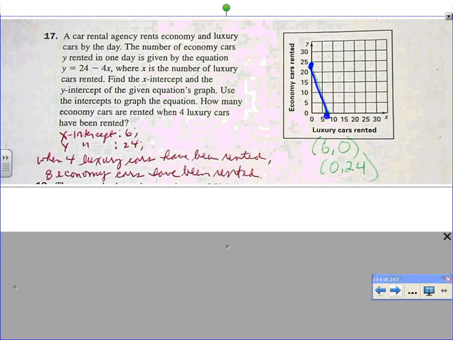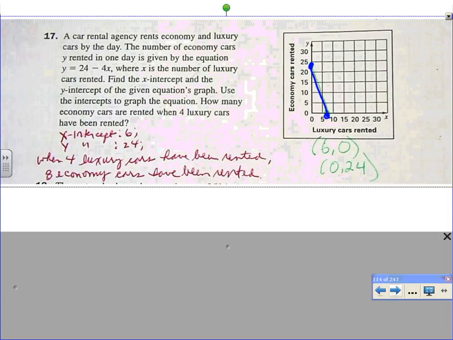The question: how many economy cars are rented when 4 luxury cars have been rented? Depending on your line, it's a ruler or not. Mine's about 8. Alexis Burke. So 4 will go up. It looks like about 8 economy cars. Anything less than 10 probably would be okay. Great work for both teams. Those are open to interpretation, but we'll look at your graph and see if your answer makes sense or not.